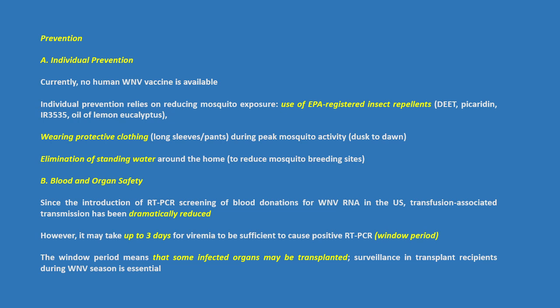Number B, blood and organ safety. Since the introduction of RT-PCR screening of blood donations for West Nile virus in the US, transfusion-associated transmission has been dramatically reduced. However, it may take 3 days for viremia to be sufficient to cause positive RT-PCR, which is known as the window period. The window period means that some infected organs may be transplanted. Surveillance in transplant recipients during the West Nile virus season is essential.